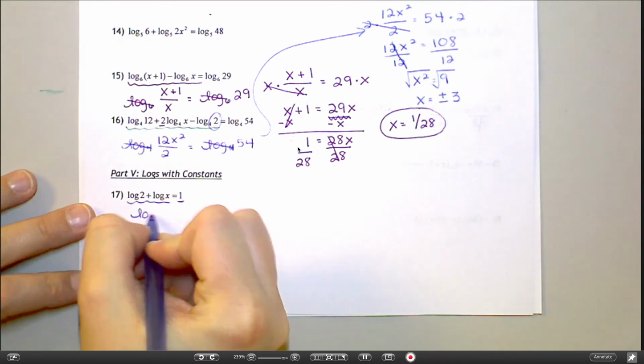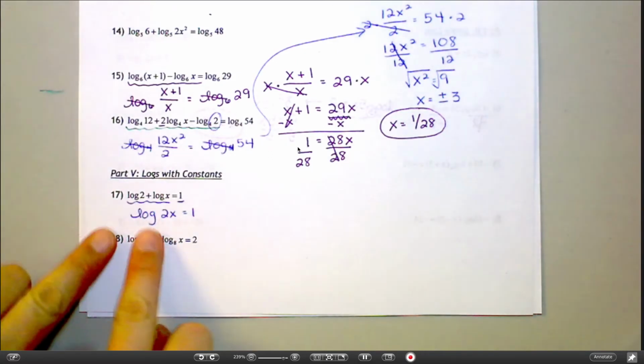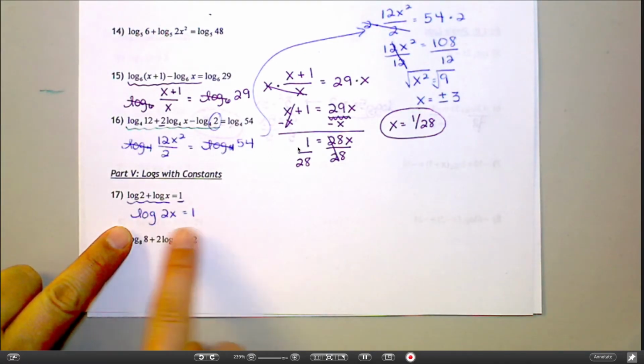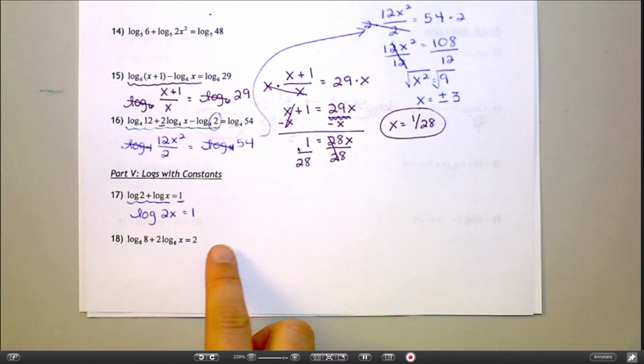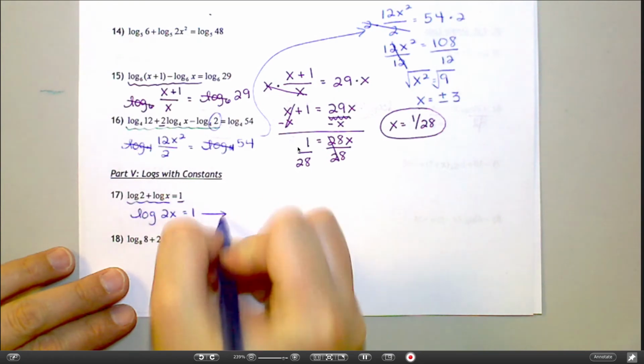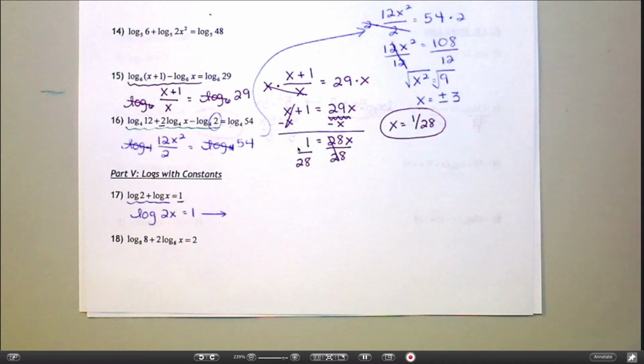Log of 2x. Yep, 2 times x equals 1. Now what I have is a situation where I've got a log equal to a number. And that's more like part 2 on the other side. What did you do when you had a log equal to a number before? Yeah, we would rewrite it in exponential form, right? What would this look like in exponential form?